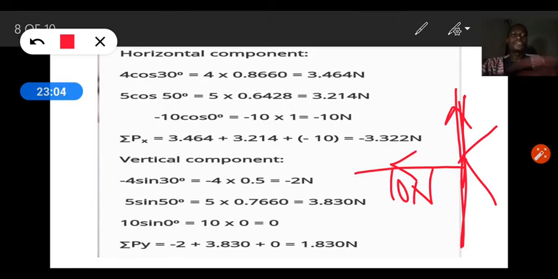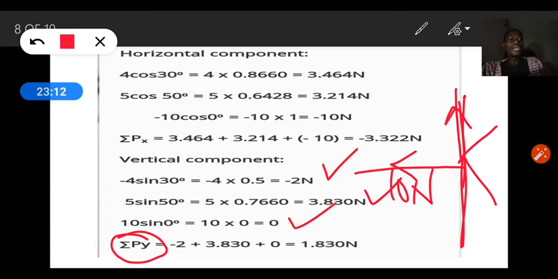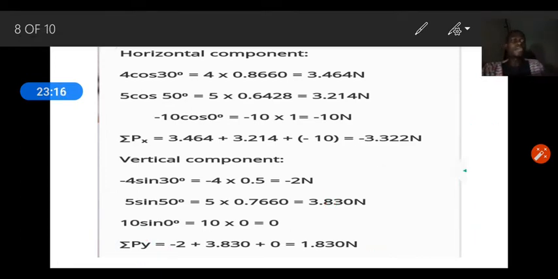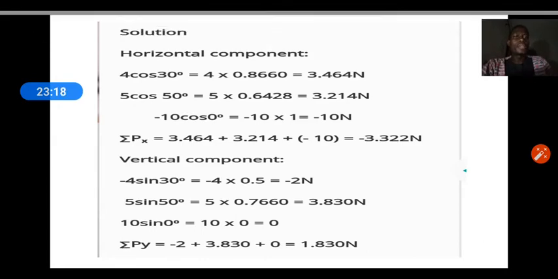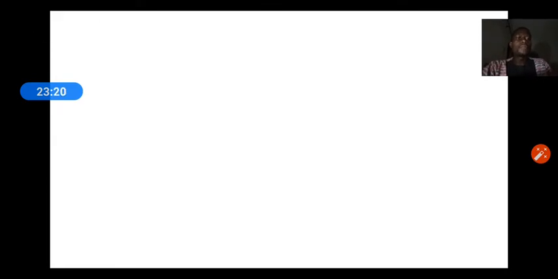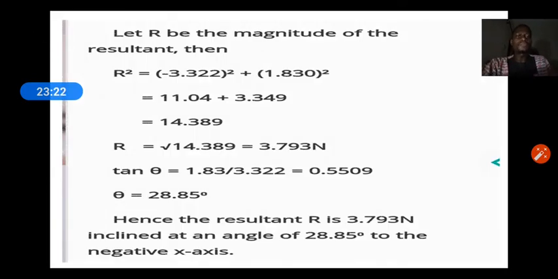So we have 0. Add up everything. That's the summation of this. I add this plus 0. That gives me the answer there. Okay, good. Let's forge ahead. I hope you are following. Now let's move to the remaining parts of this.